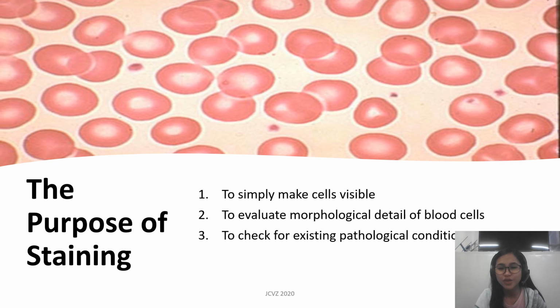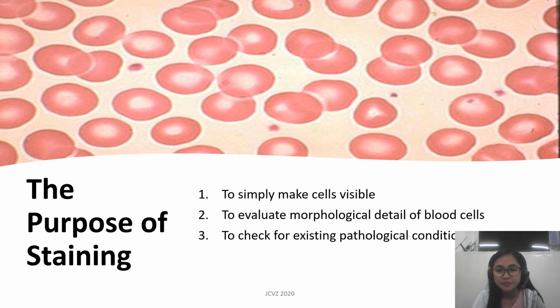Number two, to evaluate morphological details of blood cells. When we say morphological details, that includes the form of the nucleus of your cell and also to see if there are granules present inside your white blood cells. So that is the reason why we have to stain our peripheral blood films.